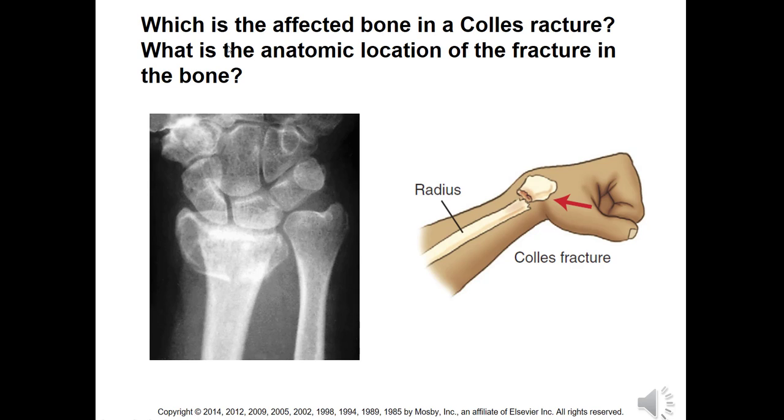All right, so it says, which is the affected bone in a Colles fracture? Well, if we look at this image right here, this is your ulna and this is your radius, and so it is the radius bone that is affected by a Colles fracture. What is the anatomic location of the fracture in the bone? Well, the anatomic location would be the distal portion of your radius bone.